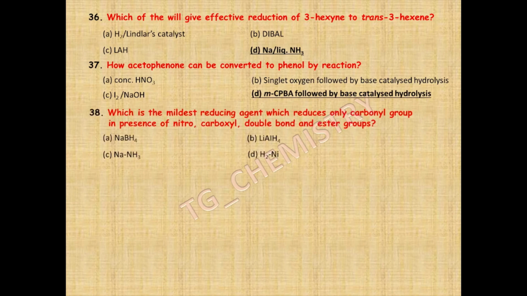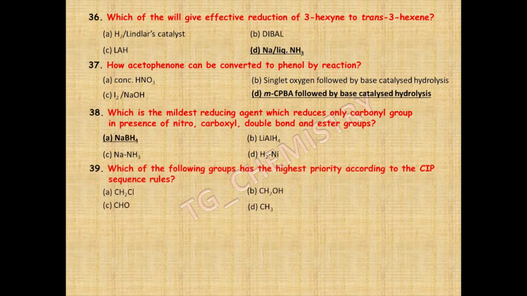Next question is, which is the mildest reducing agent which reduces only carbonyl group in presence of nitro, carboxyl, double bond and ester groups? Now, sodium borohydride is the mildest reducing agent which will perform the act accordingly. So option A should be the right answer.